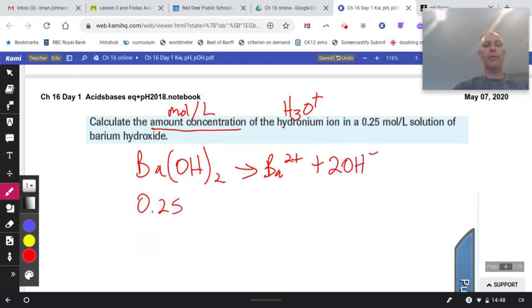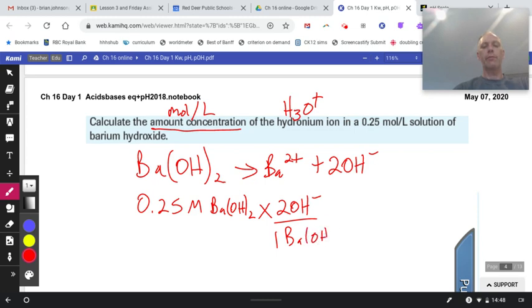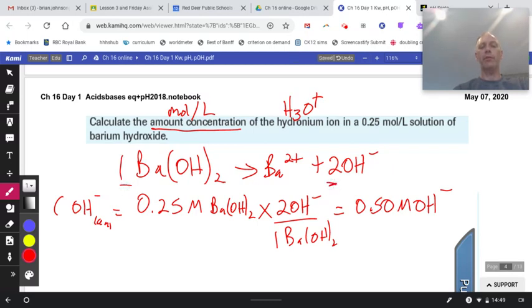So 0.25 mole per liter Ba(OH)2 gives us, this is stoichiometry, 2 hydroxides for every 1 Ba(OH)2. So the concentration of hydroxide is 0.50. So it doubles. One of those becomes 2 of those.